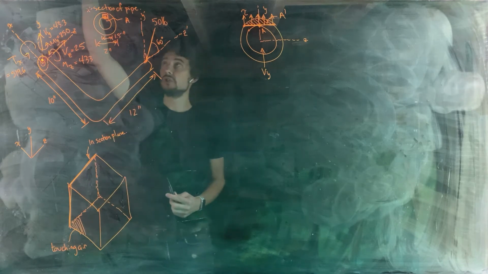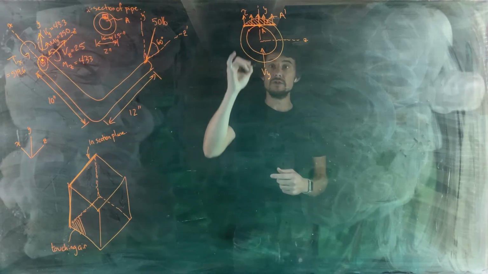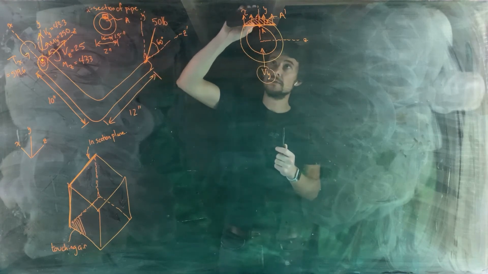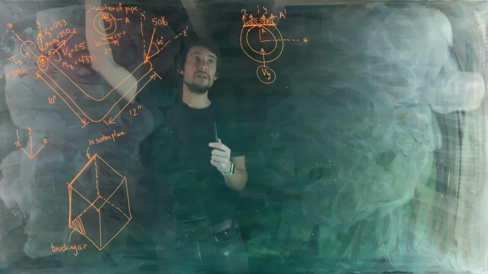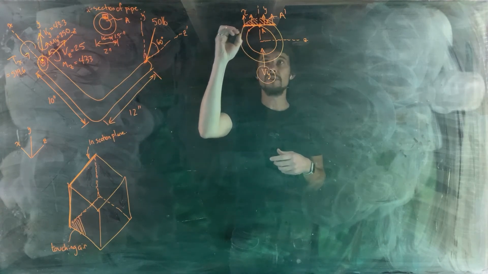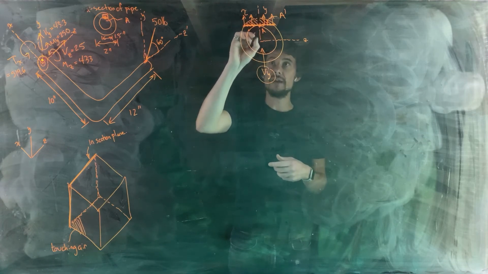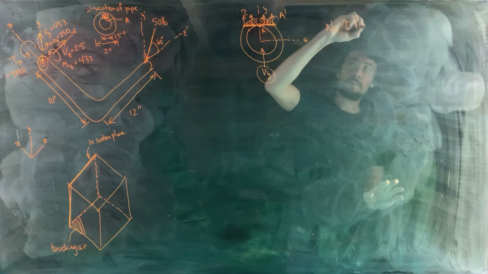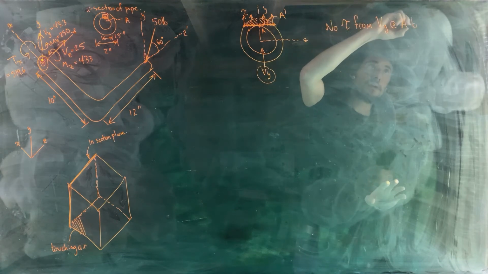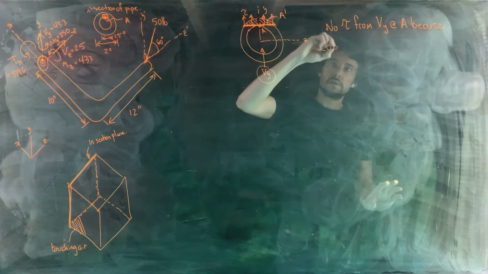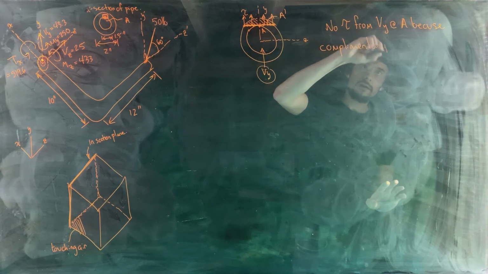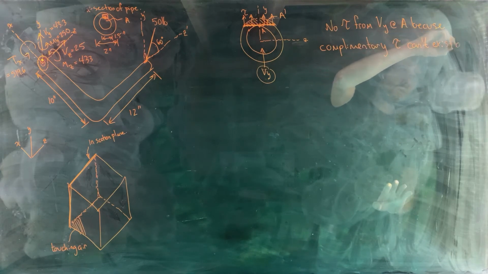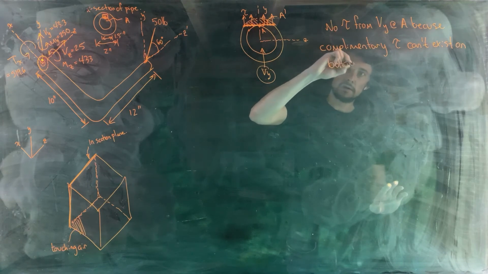So at point A, due to internal shear force Vy, there's no shear stress at point A. This stress vector does not exist. There is stress present at other points in the cross section at that location, but just not at point A because the complementary shear stress can't exist. So no tau from Vy at A because complementary shear stress can't exist on bottom surface.